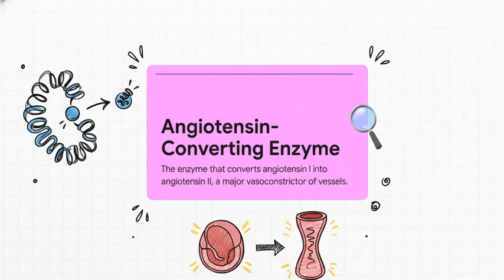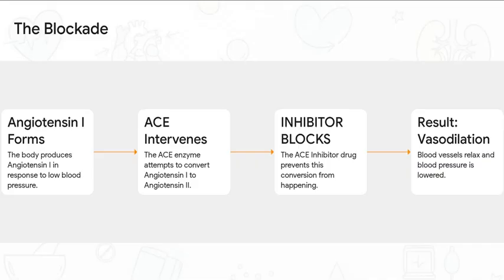It really all boils down to this one enzyme, Angiotensin-Converting Enzyme, ACE. Its whole purpose in life is to create this substance called angiotensin-2, which is the body's most powerful vasoconstrictor. Seriously, think of it as the master squeezer of your blood vessels. So here's how it goes. The body makes angiotensin-1. Then the ACE enzyme steps in, ready to convert it into that super powerful angiotensin-2.